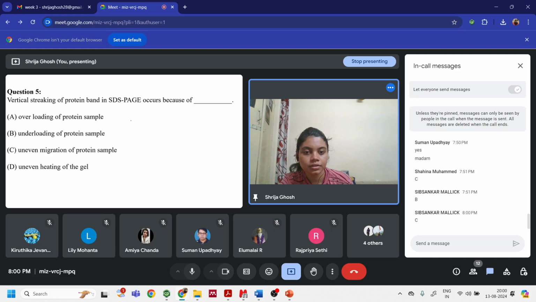Okay, option C, uneven migration of protein sample. Amya says overloading of protein samples. Okay.